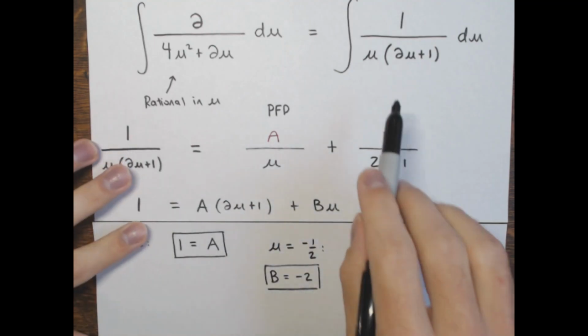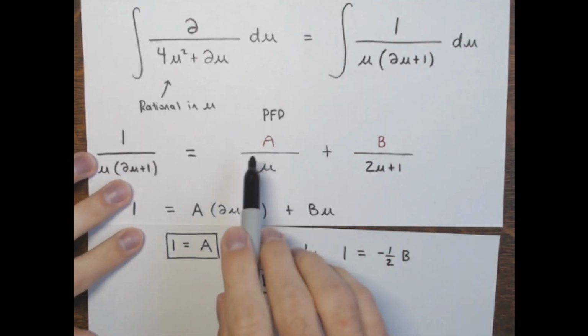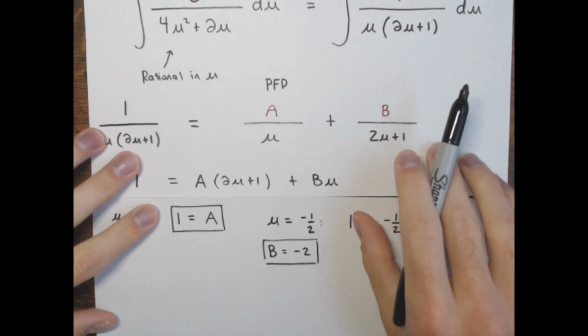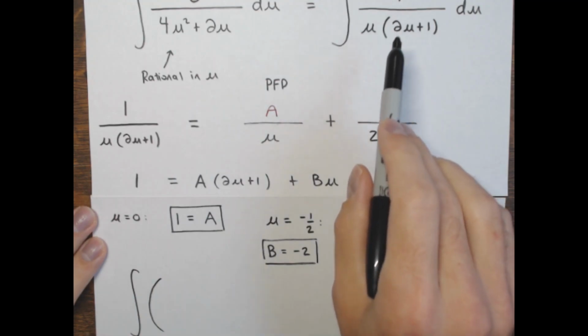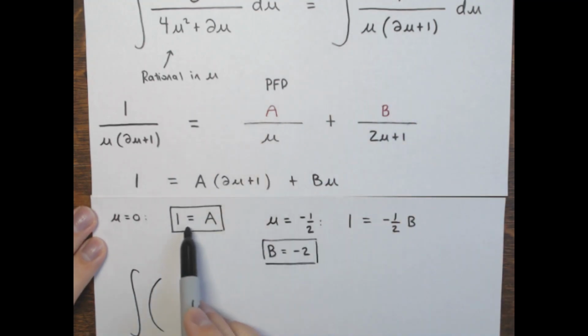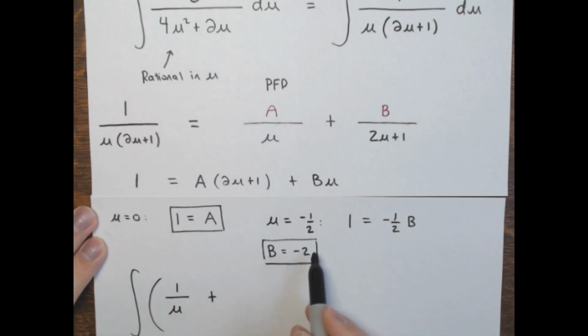So we can write our integral now. This integral with the u's in it, I can rewrite it using my partial fraction decomposition, my PFD. This is now the integral of, instead of this fraction I had up here, a over u, 1 over u, and then plus b over 2u plus 1, so this negative 2 over 2u plus 1, and then we have the du.